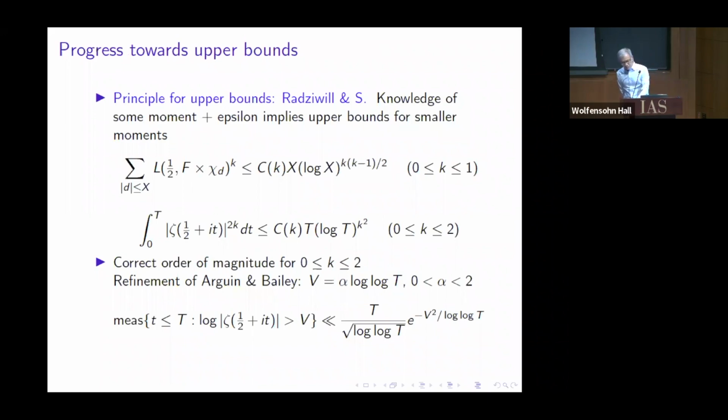So there's a similar principle for upper bounds. If I know some moment plus epsilon, then I can get upper bounds for all smaller moments. This is not simply what Hölder's inequality would give you, because this exponent here is quadratic. If it were linear, this would be a complete triviality. But since it's quadratic, you have to work a little bit harder to get there. So in particular, for example, for the zeta function, we understand the correct order of magnitude for all real moments between 0 and 2.